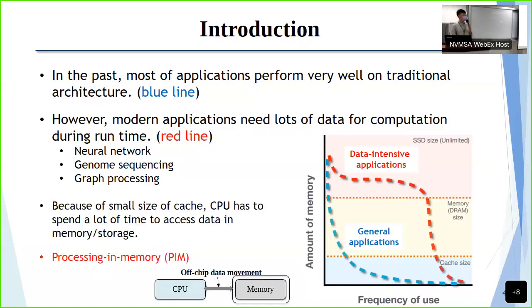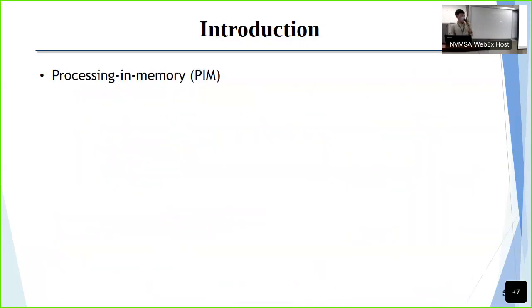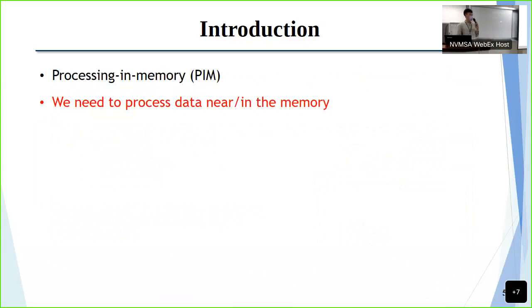Because of the small size of the cache, there is a lot of data movement between CPU and memory, and it becomes an overhead in traditional architecture. So there is a solution called processing memory. Processing memory means we process the data near or in the memory device to avoid frequent data movement between CPU and memory.